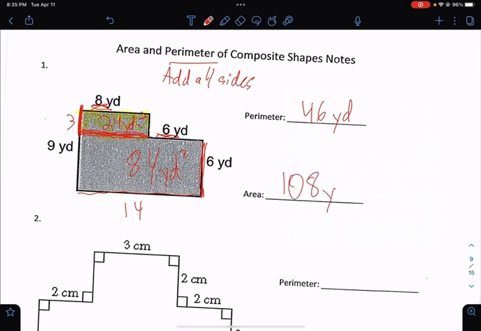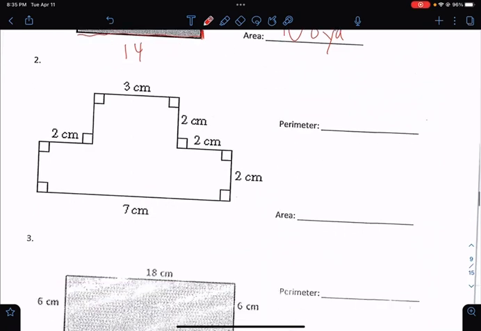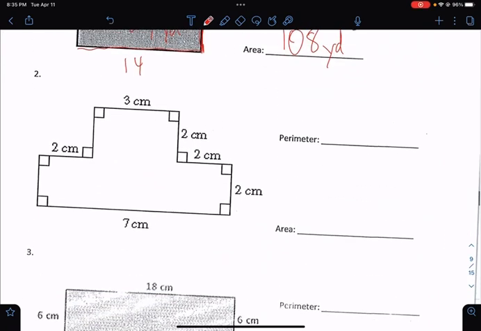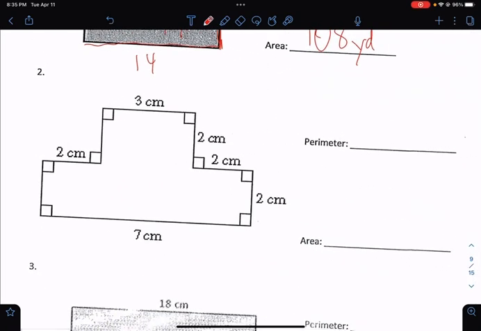All right, so I want you to go look at this one. Look at number 2. I want you to go ahead and find the perimeter. I want you to pause this video, find the perimeter of this shape. Okay, so you should have tried to find the perimeter.